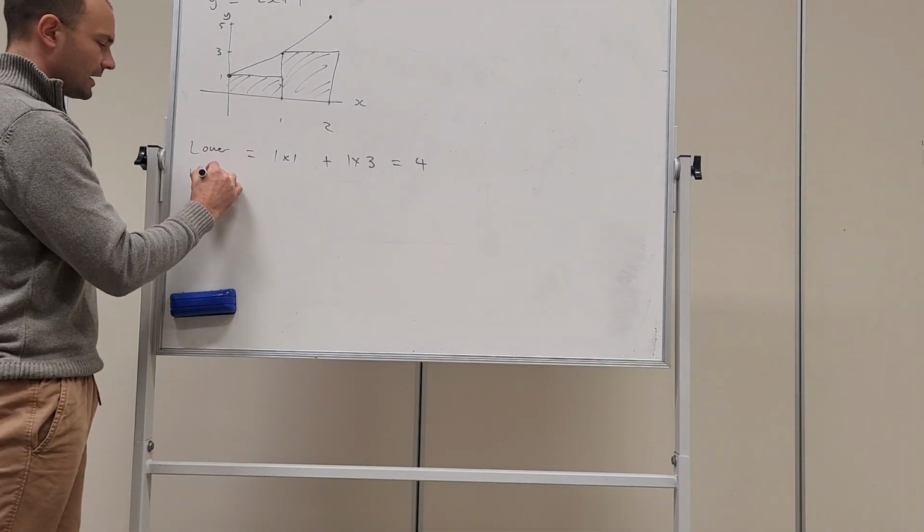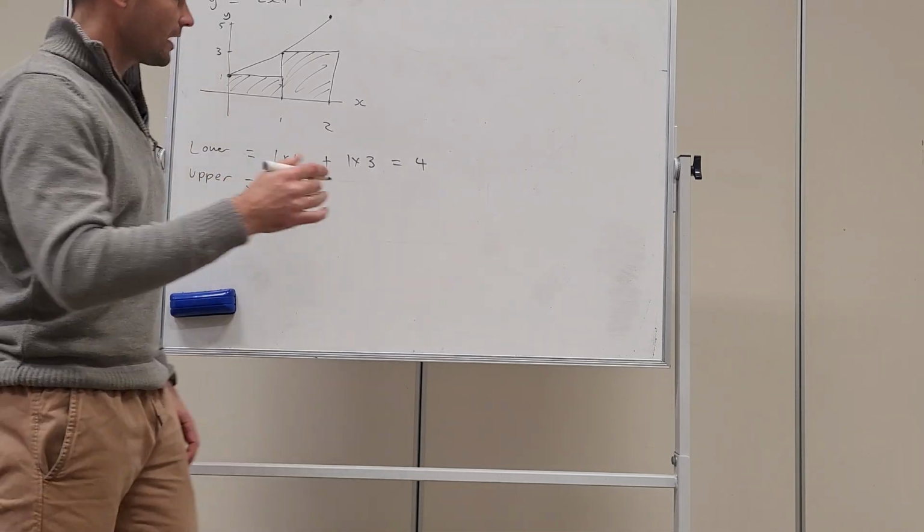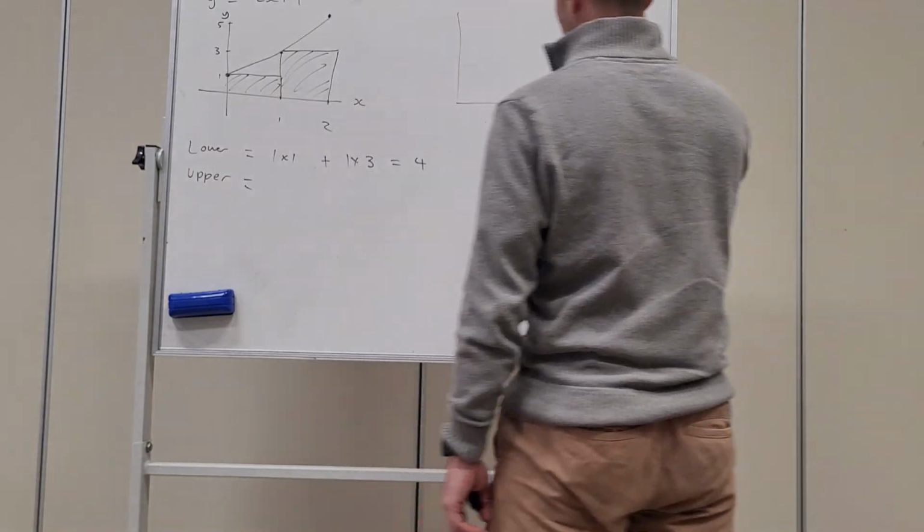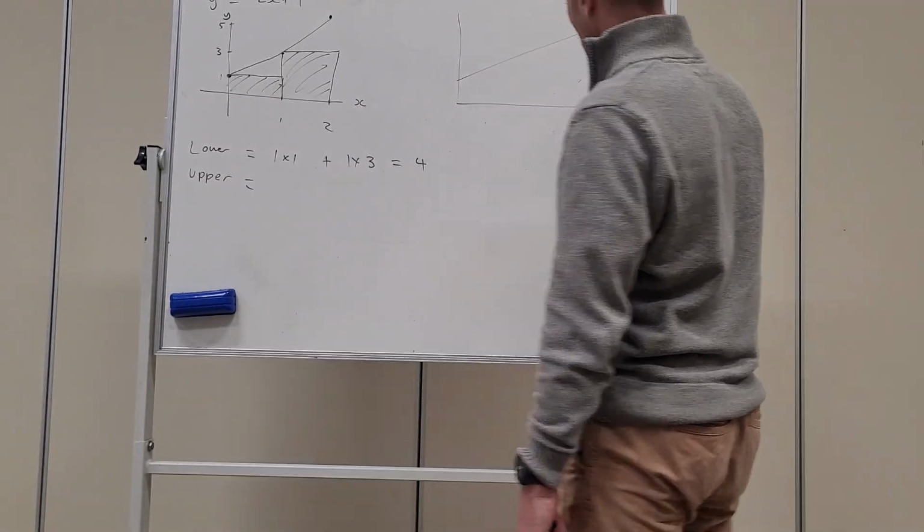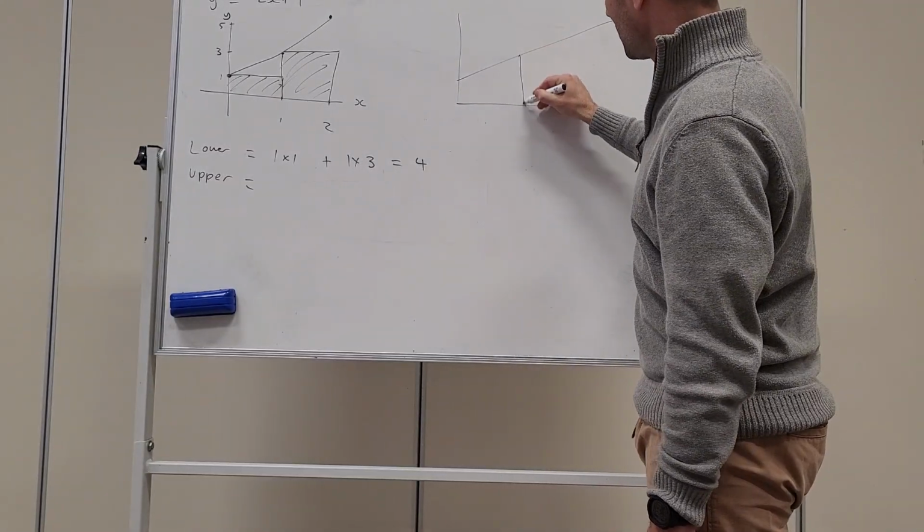We have an upper estimate, which is where we'll draw the same function again, but this time we'll draw upper rectangles. Now, upper rectangles are drawn like this.